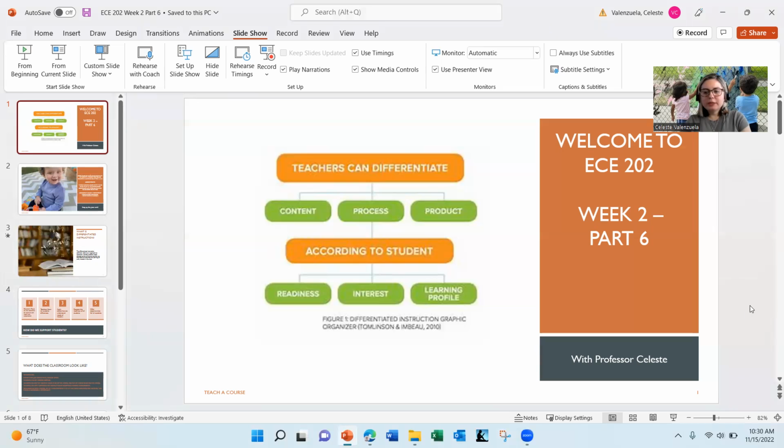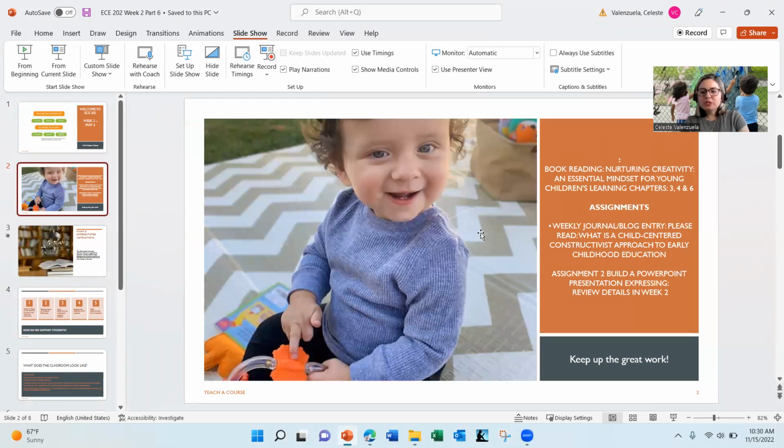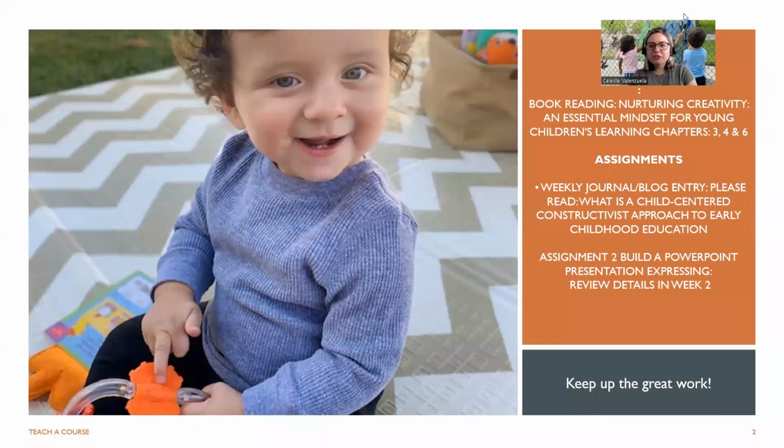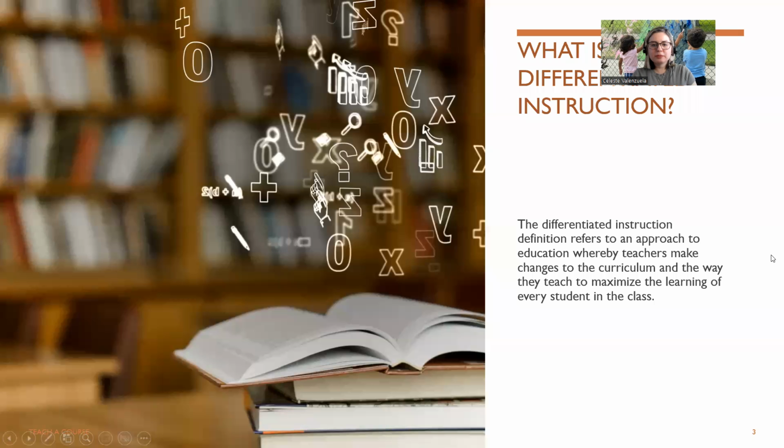But before we get started, I am just going to put this in presenter mode really quick. I am just going to touch on making sure that we are reading our text, chapters 3, 4, and 6, completing the journal, and of course the assignment, the PowerPoint presentation. So again, all details can be found in Canvas. Anything specifically, I encourage you to look there.